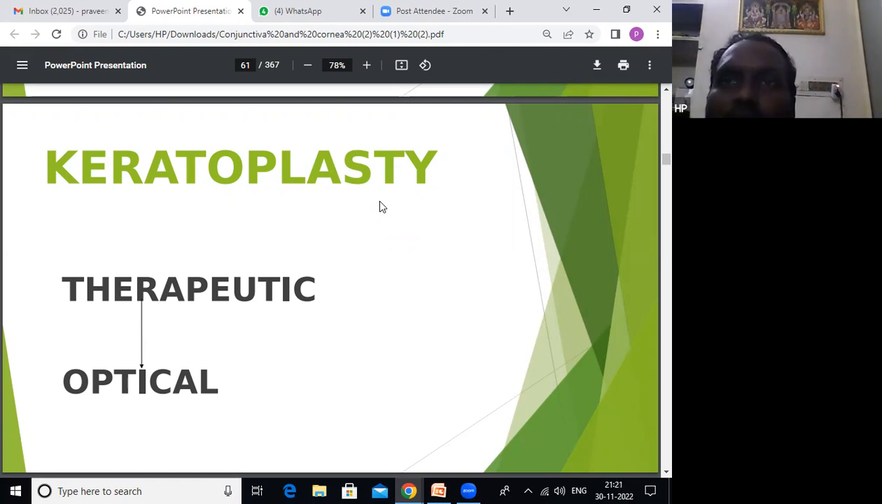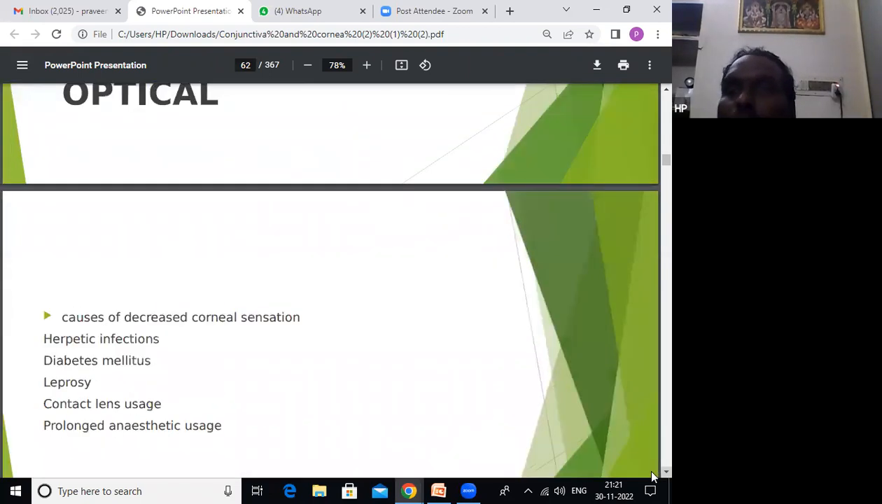So an optical keratoplasty is a keratoplasty that is done to improve the visual acuity of a patient. A therapeutic keratoplasty is done when a corneal ulcer has not responded to treatment for more than 6 weeks. A tectonic keratoplasty is done to maintain the integrity of the eyeball. That means it is done in case of a perforated corneal ulcer.